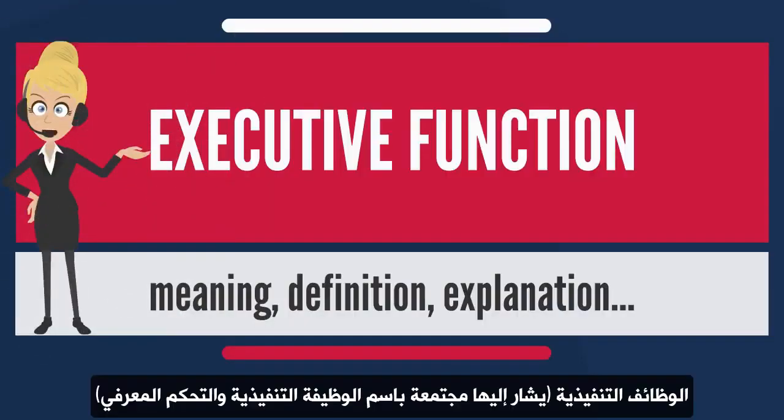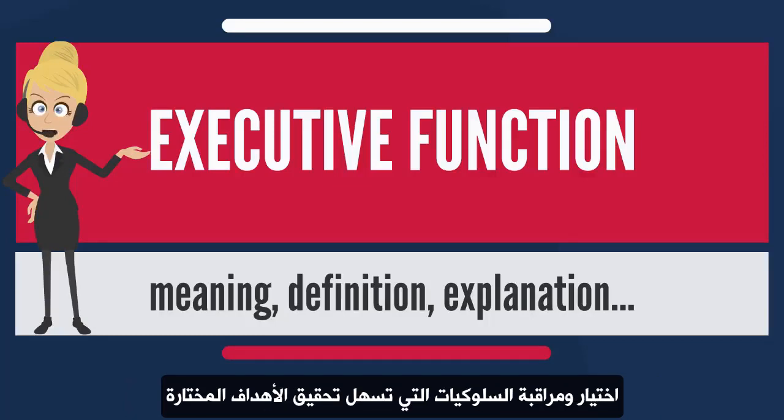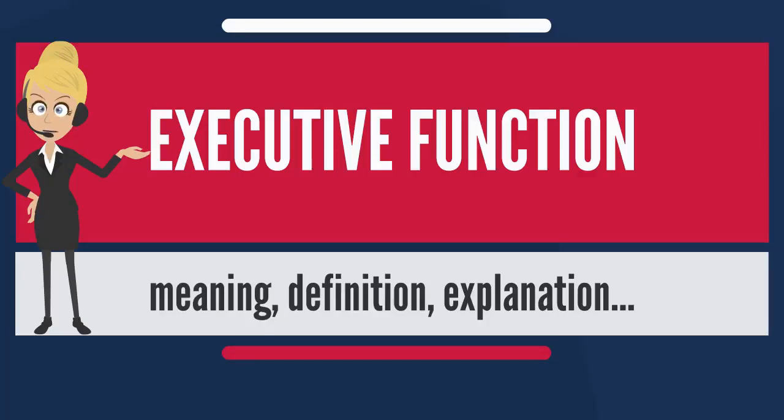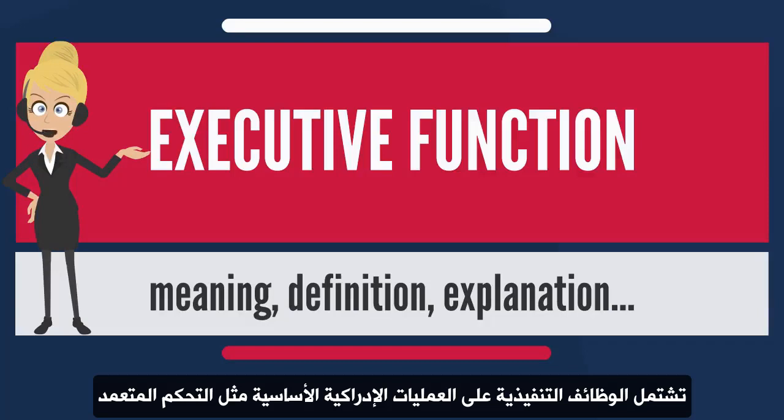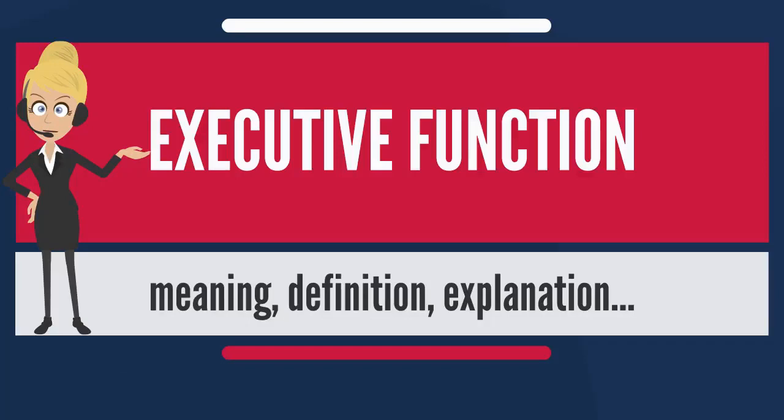Executive functions, collectively referred to as executive function and cognitive control, are a set of cognitive processes that are necessary for the cognitive control of behavior, selecting and successfully monitoring behaviors that facilitate the attainment of chosen goals. Executive functions include basic cognitive processes such as attentional control, cognitive inhibition, inhibitory control, working memory, and cognitive flexibility.